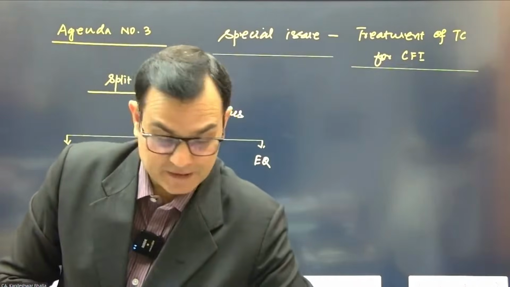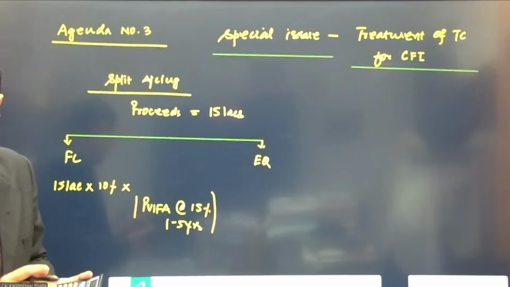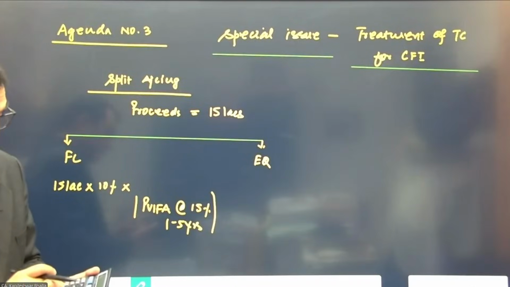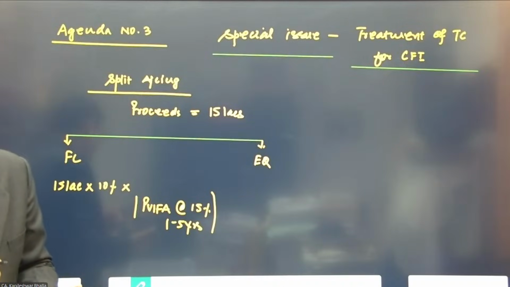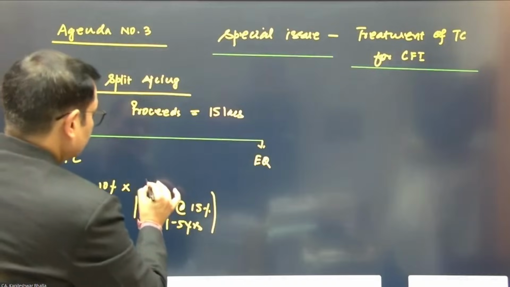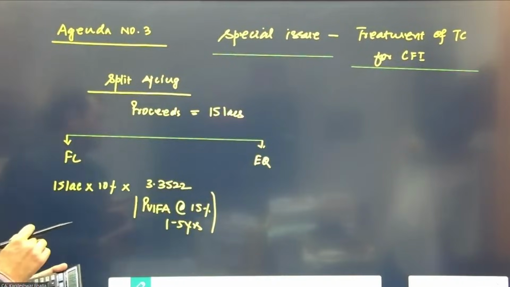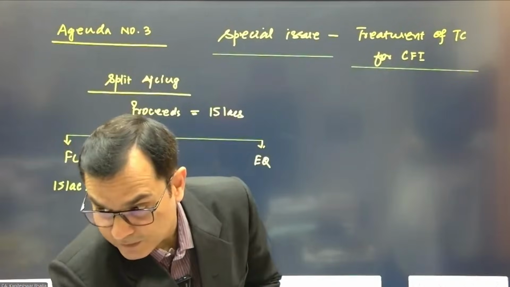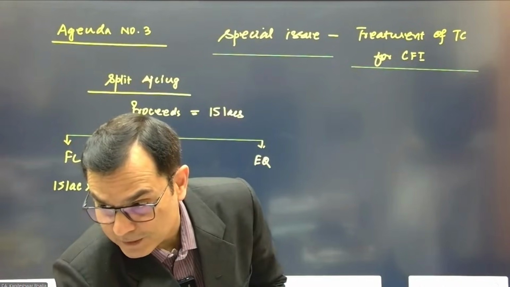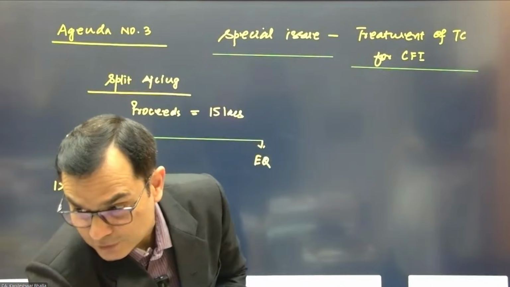So what was the present value interest factor annuity at the rate of 15%, 1 divided by 1.15, for years 1, 2, 3, 4, 5? I think it was 3.3522. I think that's what we did in the previous class as well, because we did that working in the previous class.